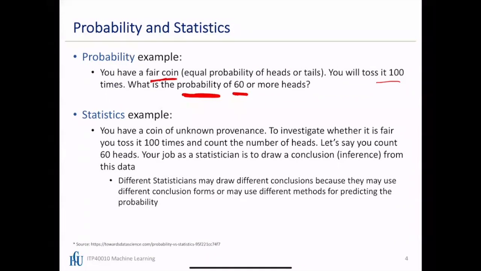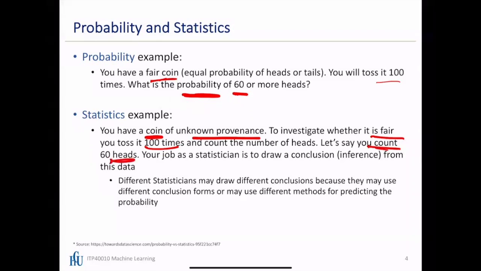If you see a similar problem from the statistics point of view, you have a coin and it has some property, but the property is unknown. You don't know the tendency of head or tail of this coin. But given that, you want to investigate by doing some experiment. So you want to toss it 100 times.